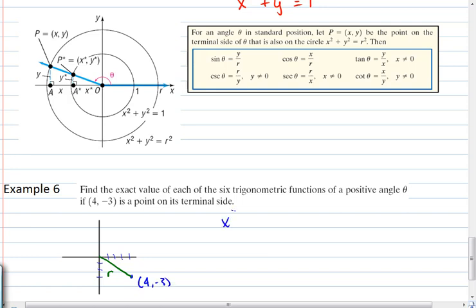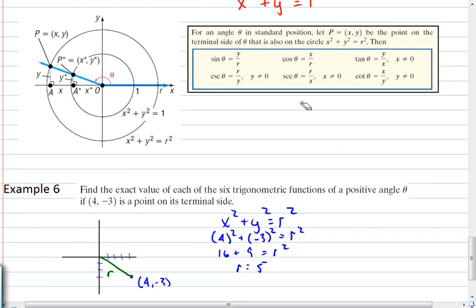Can we figure out what r is if I know that this point is at 4, -3? We can use x squared plus y squared equals r squared, right? So x is 4, y is -3. So I get 25 is equal to r squared. Well, that's 16 plus 9. So r is equal to 5, because 16 plus 9 is 25, and the square root of 25 is 5.